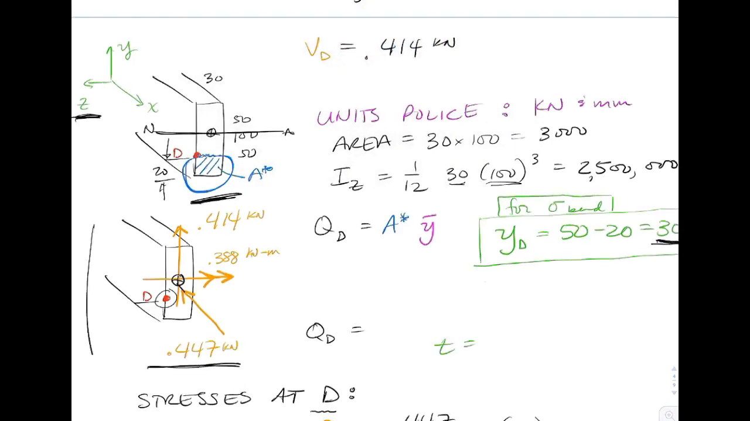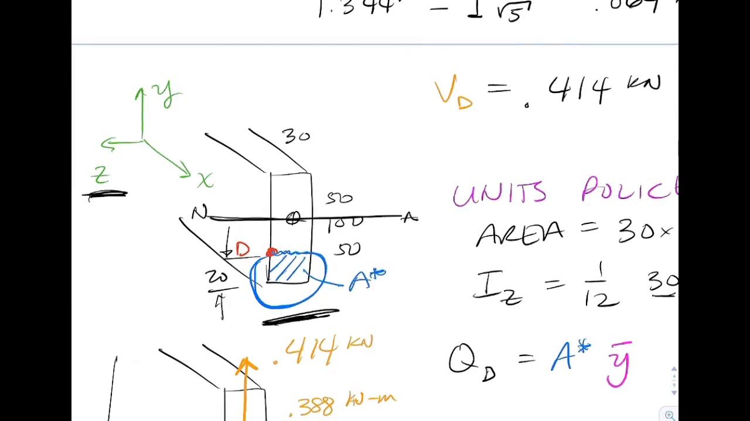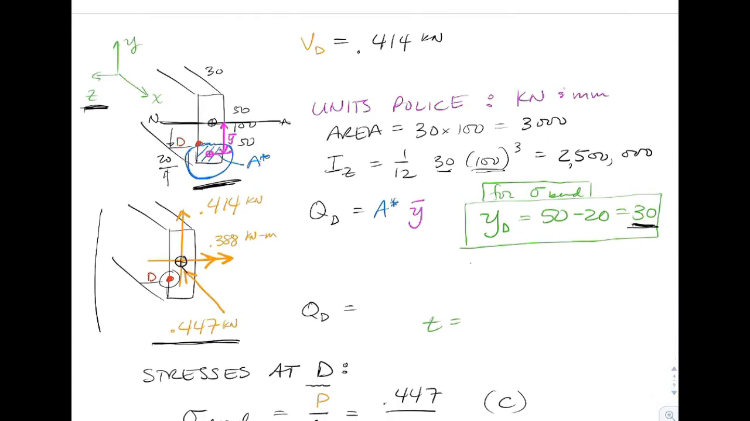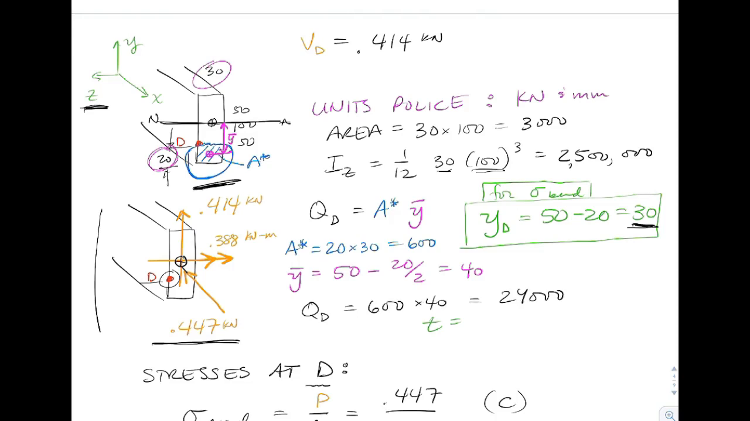On this, Y bar is going to be equal to the distance from the centroid of A star to the centroid of the cross section. So we've got a little bit of work to do to find those. A star is going to be 20 times 30. Y bar is going to equal 50, which is the total, minus half of 20 gives us 40. So we've now got an answer for Q at point D.